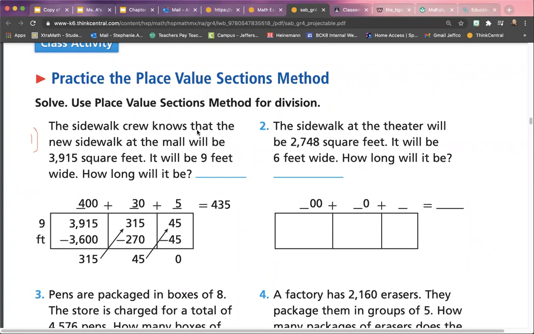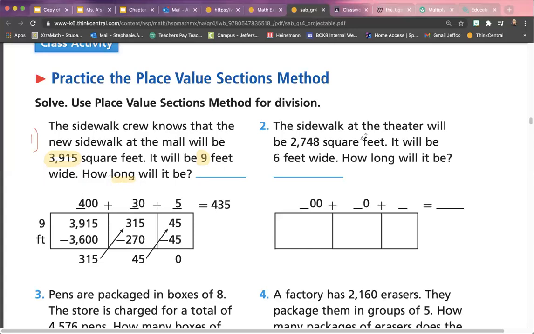So we have the sidewalk crew knows what the new sidewalk at the mall will need to be 3,915 square feet. I always circle my numbers because that helps me keep track, right? And it will be 9 feet wide. How long will it be? Well, I know that length times width gives me area, right? So area divided by width will give me length. So it's going to be division.